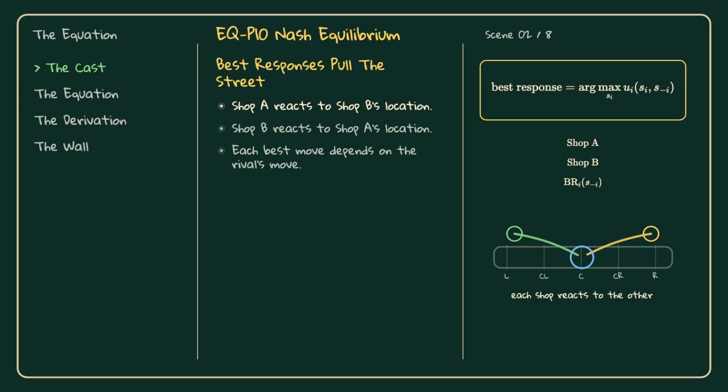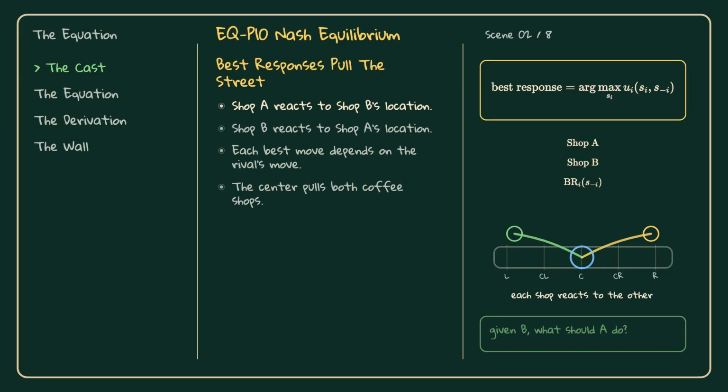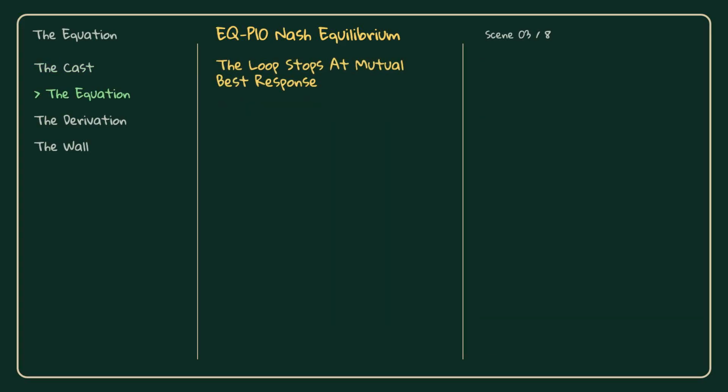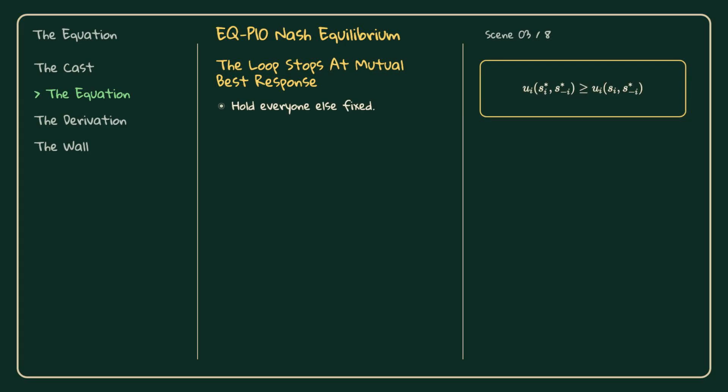Here's the Nash equilibrium condition. U sub i of s sub i star, s sub minus i star, is greater than or equal to U sub i of s sub i, s sub minus i star, for every player i, for every other strategy s sub i. Here, i is the player we are checking. Here, s sub i star is player i's strategy at the proposed equilibrium. Here, s sub minus i star is the strategies of all other players at the proposed equilibrium. Here, s sub i is any other strategy player i could try. Here, U sub i is player i's payoff function. Here, greater than or equal to means at least as good as.